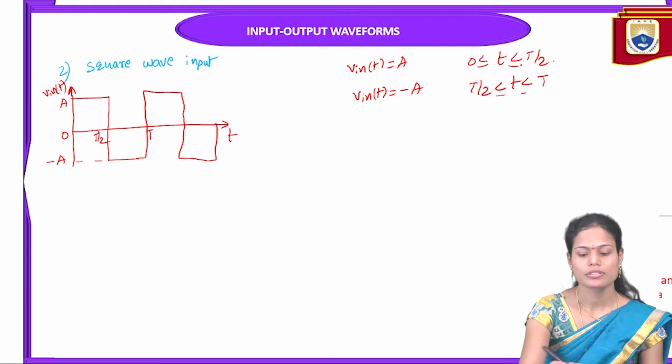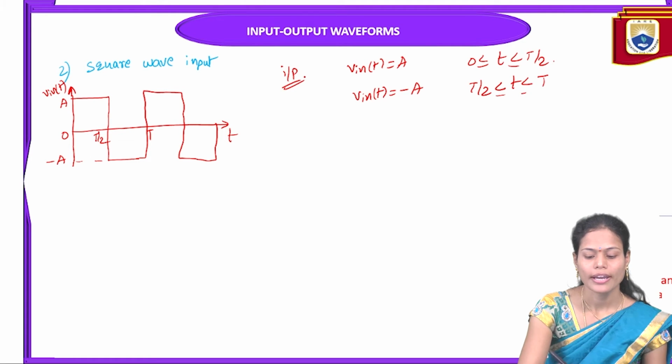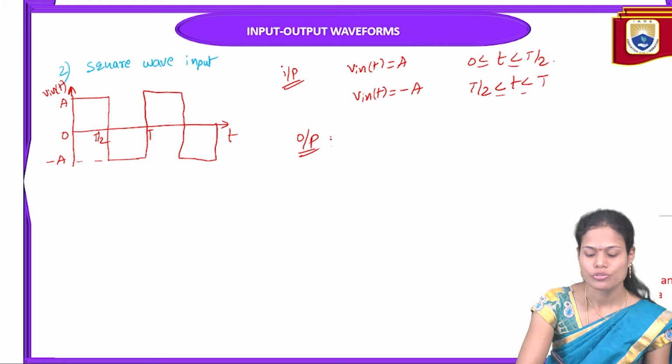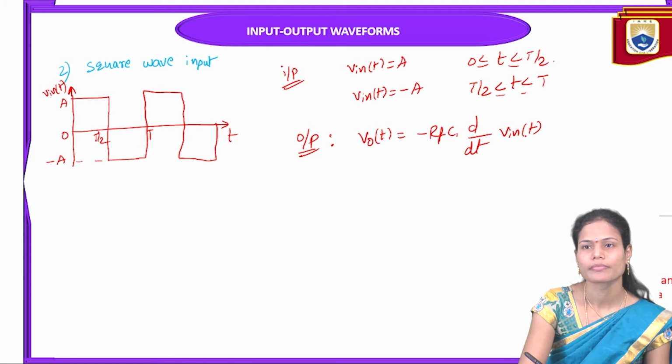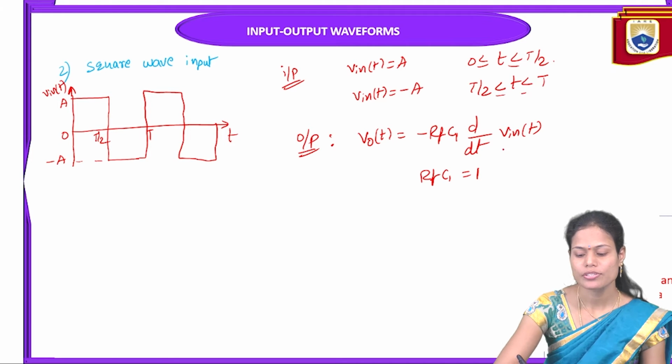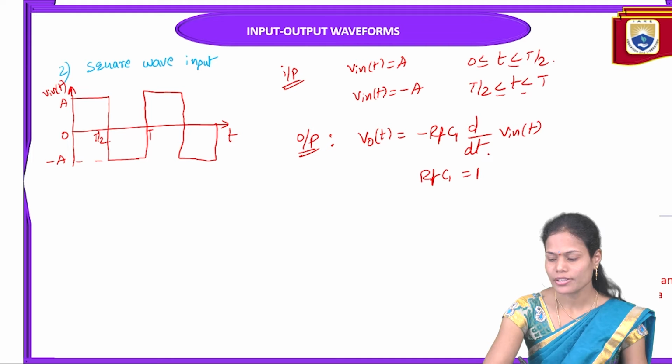Okay. So this is the input signal we are providing. And what is the output signal I am going to get for this particular input signal? For that purpose, I am taking my output voltage V naught of t equal to minus Rf C1 d by dt of V naught of t. Though it is the ideal differentiator, I am taking the time constant value as 1. And the input voltage is A and minus A here.